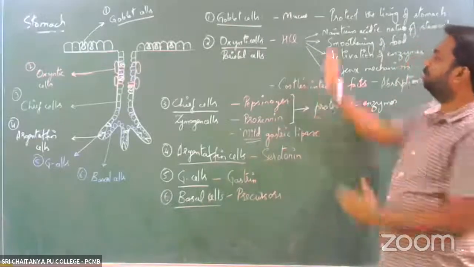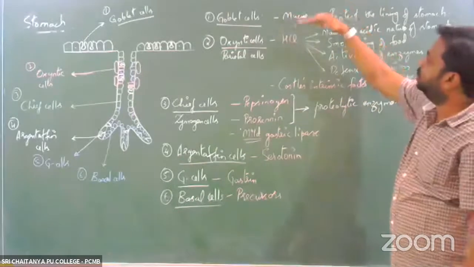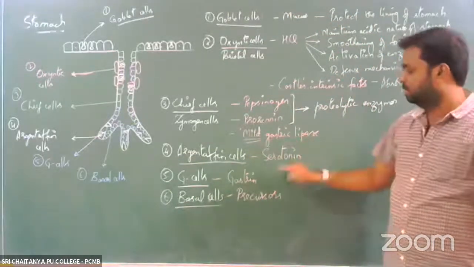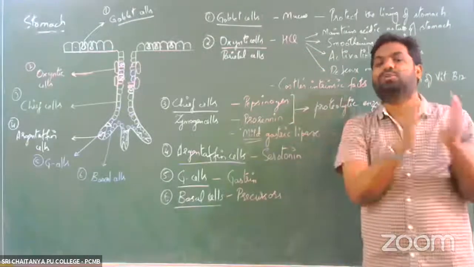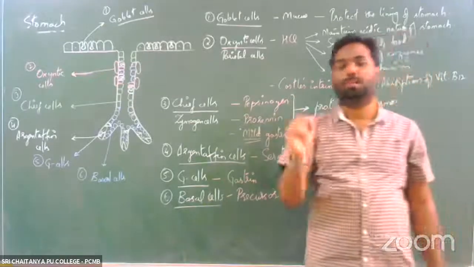Composition-wise, you can just make a note of that also. The composition of gastric juice has mucus, HCl, Castle's intrinsic factor, pepsinogen, prorenin, mild gastric lipase, serotonin, and gastrin. All of them together constitute the gastric juice. And the pH of gastric juice usually ranges from 1.2 to 1.8.